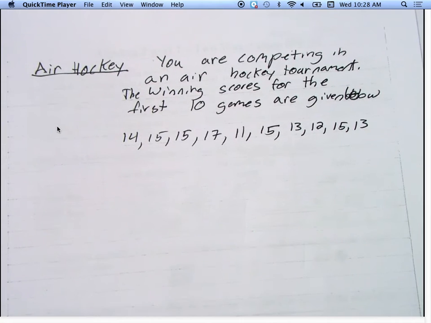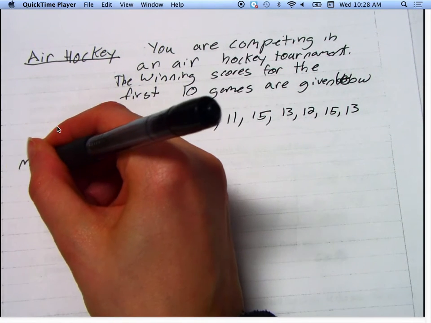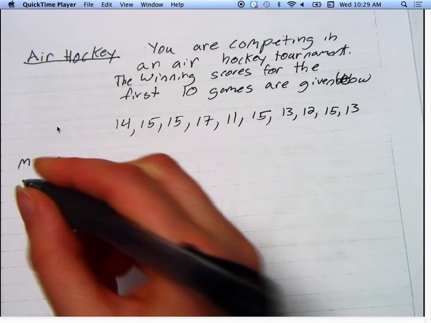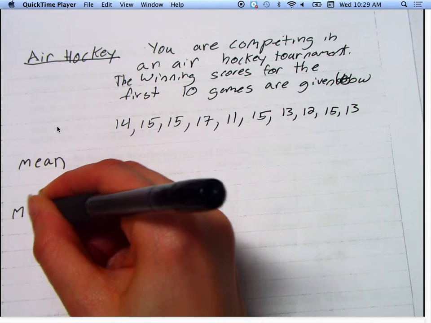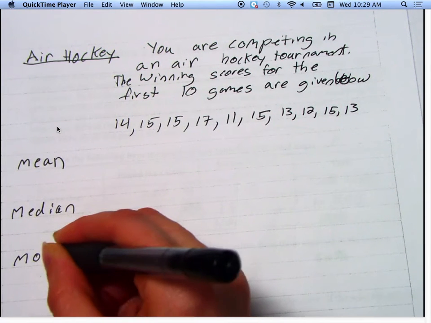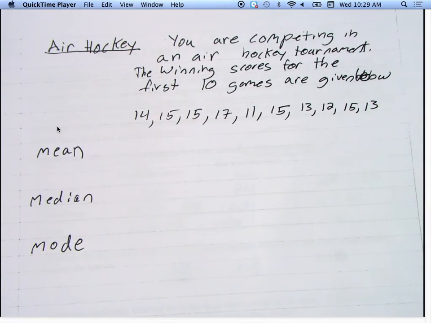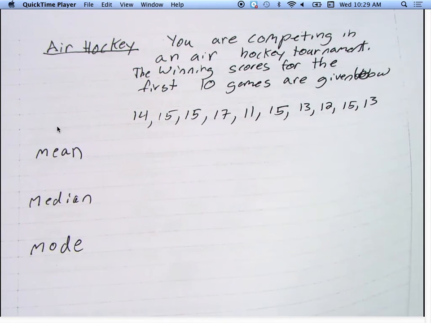So, mean, median, and mode I want you to find right now, and then we're going to talk about quartiles and standard deviation. But I need you to, on your own, find the mean, median, and mode right now. I'm going to give you like 5 minutes.